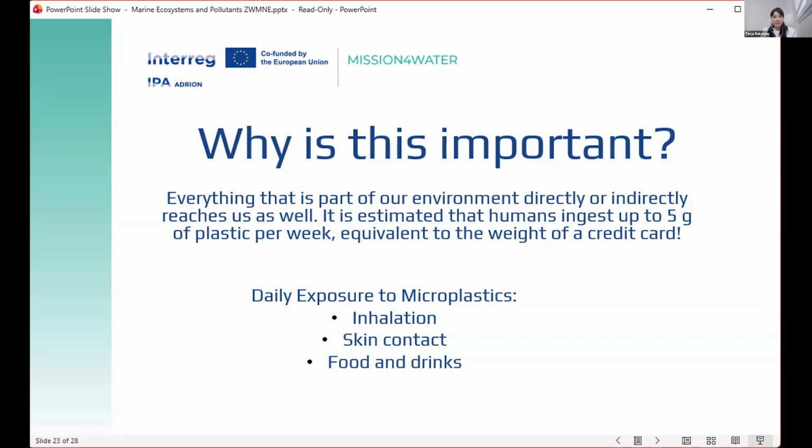Skin contact: creams, toothpaste, shower gels that contain microbeads, as well as synthetic clothing, polyester, and acrylic, can be sources of microplastic exposure. Food and drinks: the largest amount of microplastics enters the body through seafood. Bottled water, especially in plastic bottles, contains a significant amount of microplastics. Salt, tea in plastic bags, and even fruit and vegetables that absorb microplastics from contaminated soil and water further increase exposure.